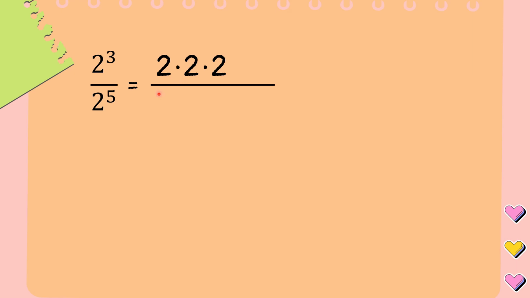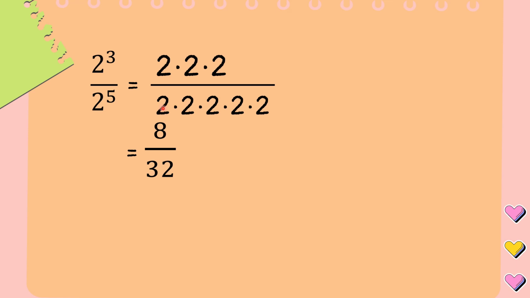For the last law of exponent, let's consider this one. 2 raised to 3 divided by 2 raised to 5. 2 raised to 3 means 2 times 2 times 2, divided by 2 raised to 5, which is 2 times 2 times 2 times 2 times 2. And 2 times 2 times 2 is equal to 8.